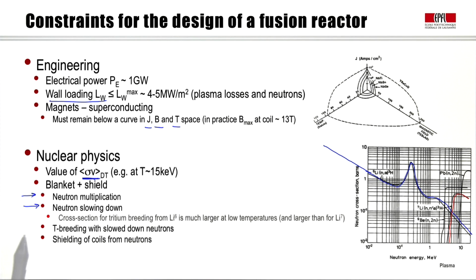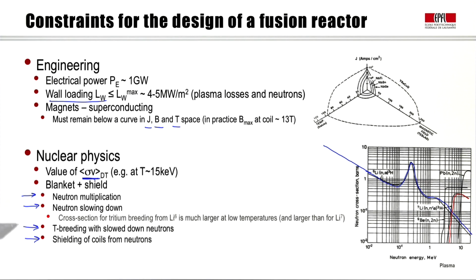So once we have slowed down the neutrons, of course we need to do the breeding, but we don't have to forget that we need to shield the superconducting coils, and in fact the rest of the plant and the rest of the environment, from the neutrons issued by the nuclear reactions.